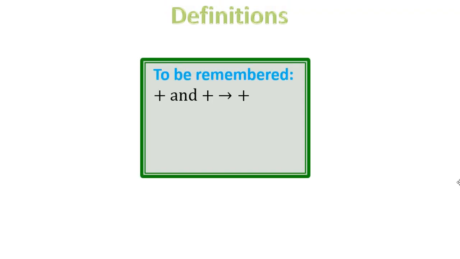Firstly, if I add a positive number, it becomes positive. If I add a negative number, I subtract. If I subtract a positive number, I subtract. And if I subtract a negative number, I actually add.